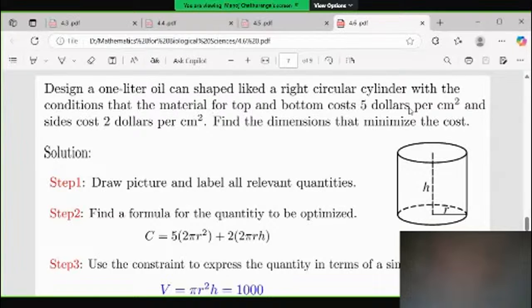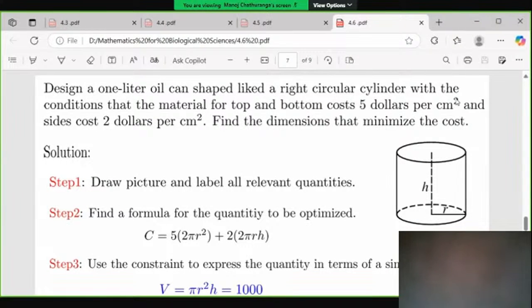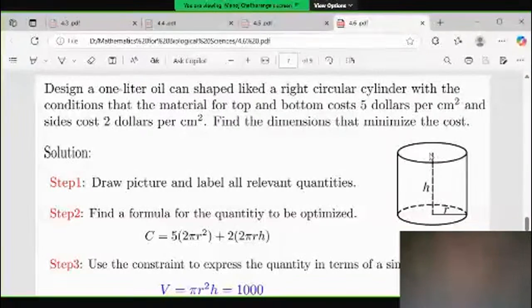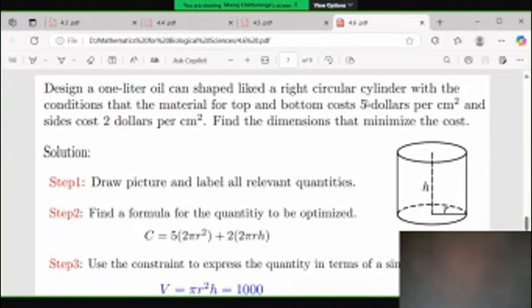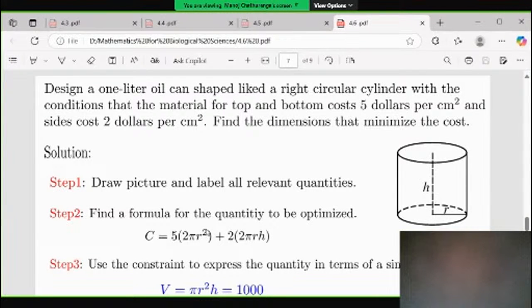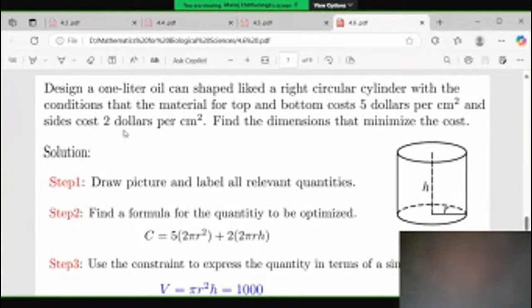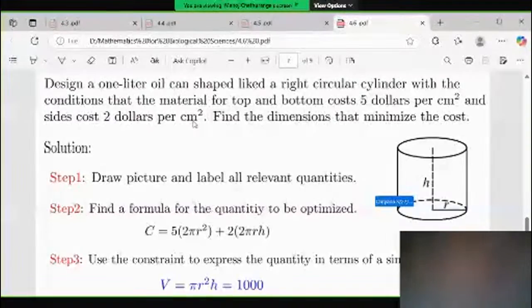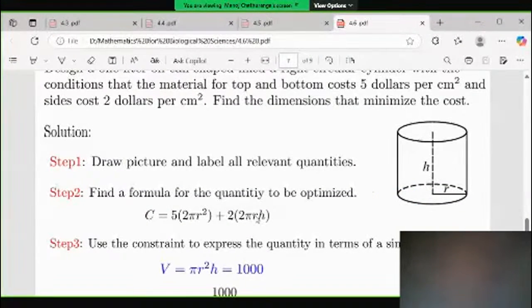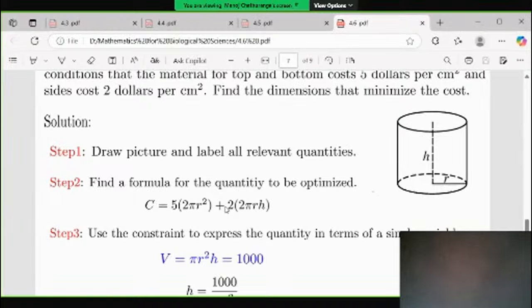So top and bottom cost $5 per square centimeter. Therefore, for the total area, pi r squared multiplied by 5 is the cost to make the top lid. For the bottom, it is the same. So 5 times 2 circles, pi r squared, plus for the curved side, it costs $2 per square centimeter. So 2 times 2 pi r h. So this is the cost function.